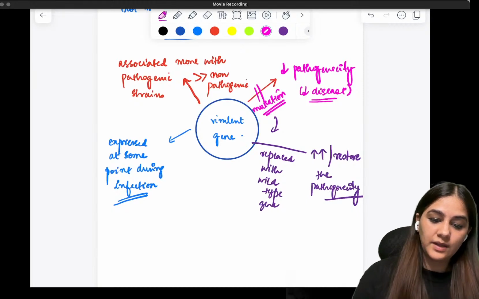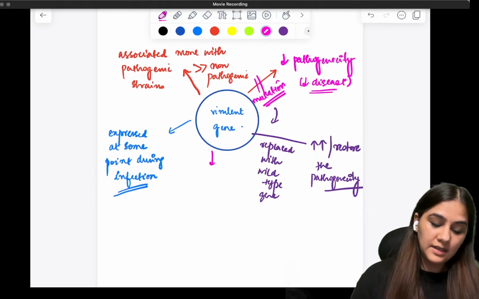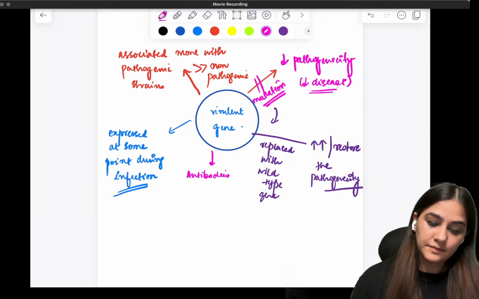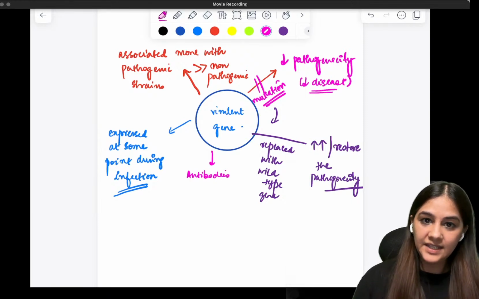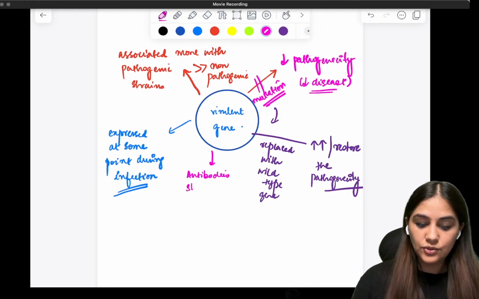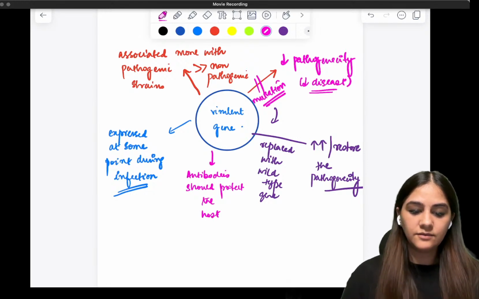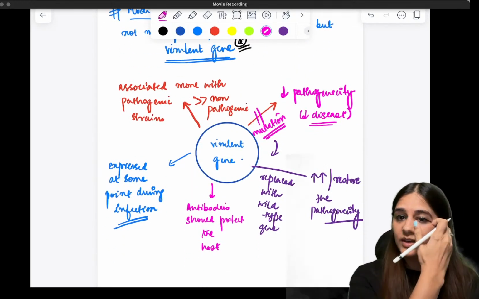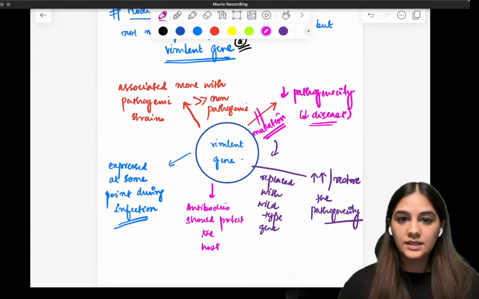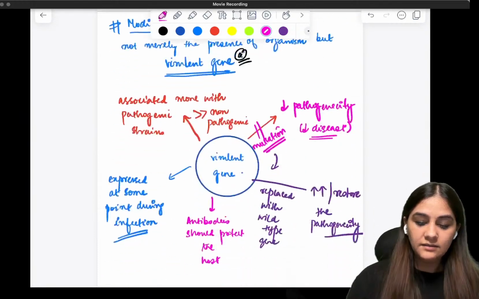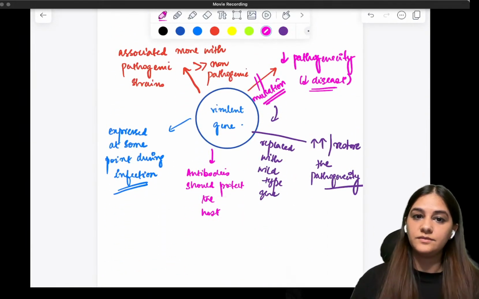And the last one says that the antibodies that are produced should protect the host, as we said from the previous one. That is the modified postulate also. Here the antibodies are to be detected, and here they should protect the host. Got it?